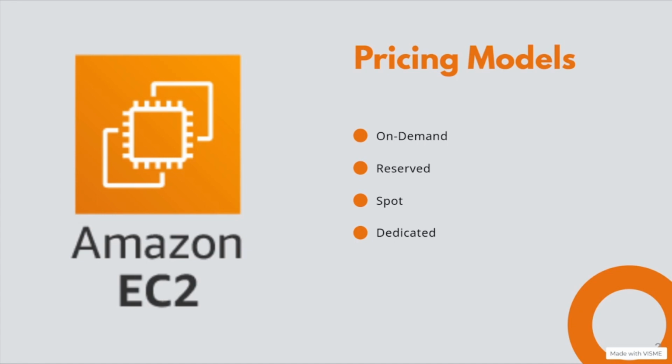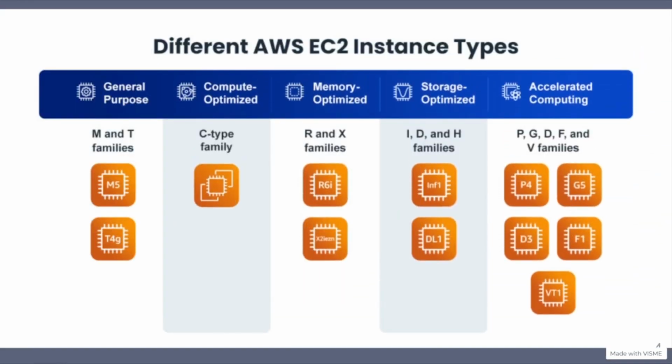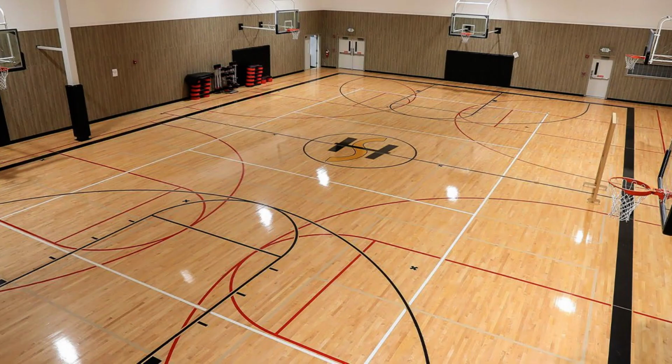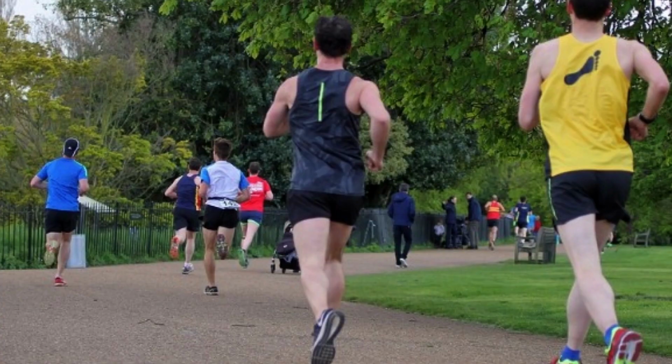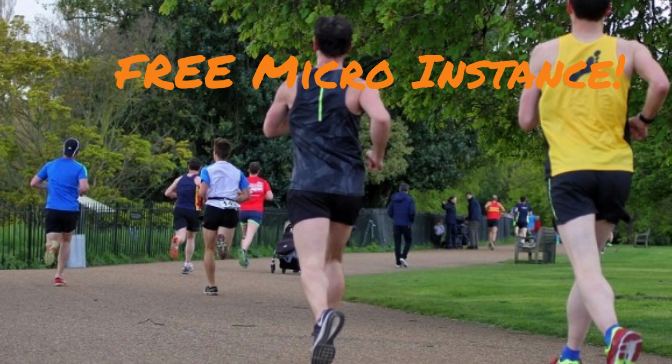There are many different sizes of EC2 instances as well. Some are specialized for memory and others are better for calculations. It's like there being many kinds of gyms to choose from. There's a boxing gym, a basketball gym, a weightlifting gym. There's even a free option for a micro instance. It's kind of like just going to the park to get your exercise instead of getting a gym membership.